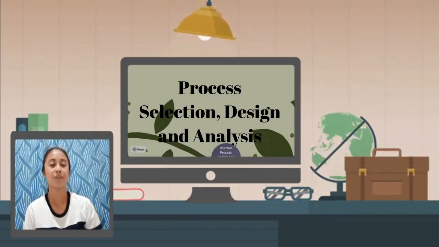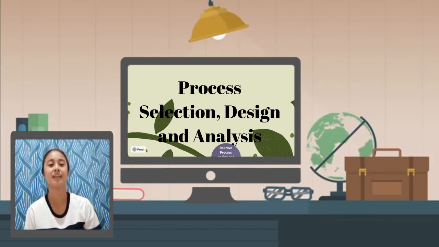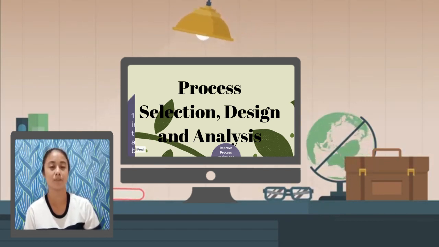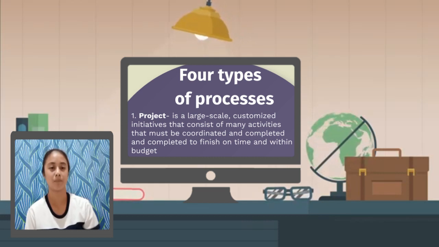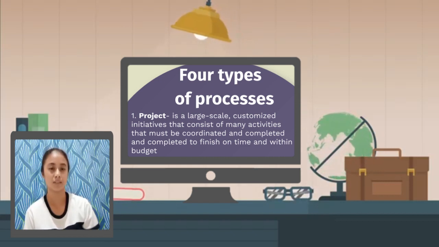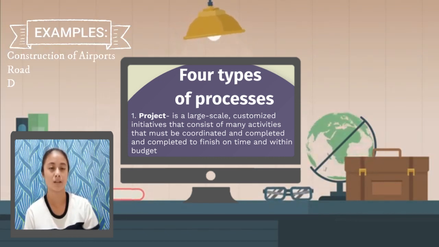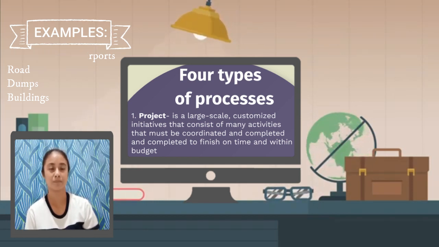Good morning, everyone. We are about to discuss process selection, analysis, and design. And I am here to discuss the four types of processes. First, we have project. It is a product or service-based production system. The order must be completed at each given time and at an exact cost. Examples of these are construction of airports, roads, dams, and buildings.